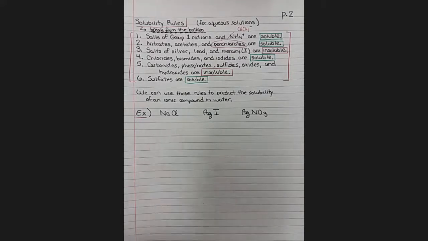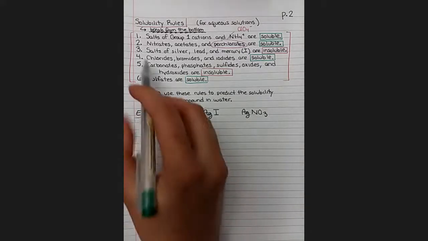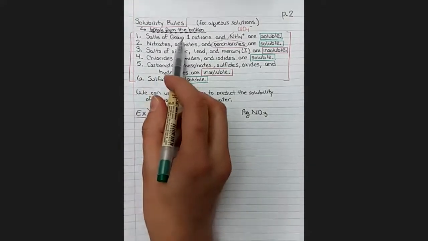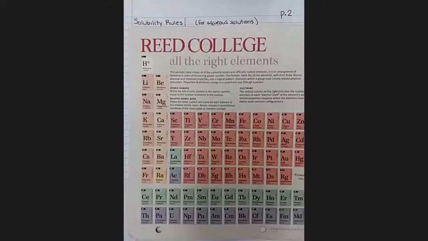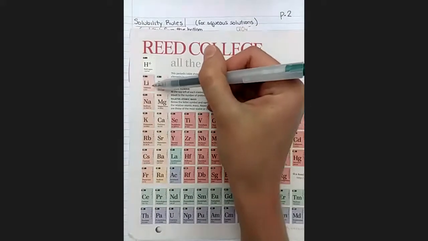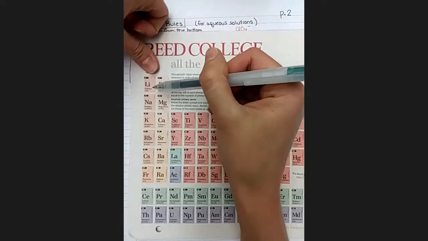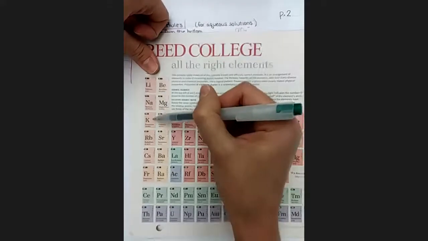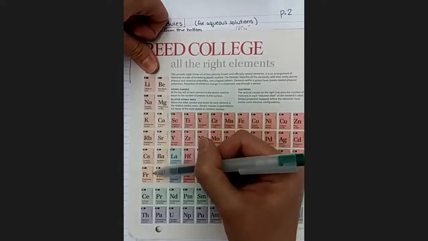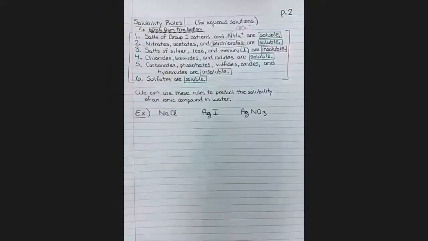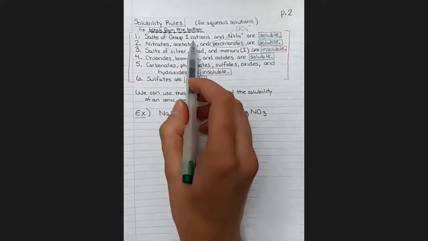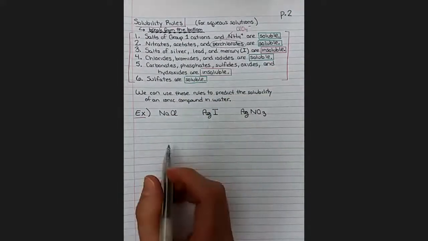So the first compound is sodium chloride. We can see sodium is a group 1 cation. Let's show the table here. So group 1 is not hydrogen. Hydrogen doesn't really belong here. Lithium, sodium, potassium, rubidium, cesium, francium. But most of the time we just see these first 3. So lithium, sodium, and potassium, those cations are going to be soluble.